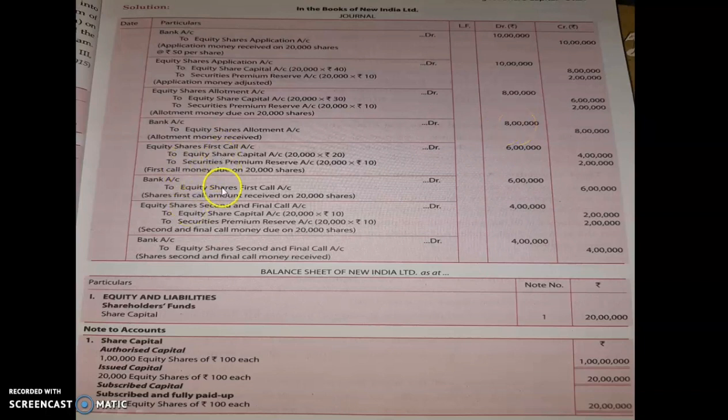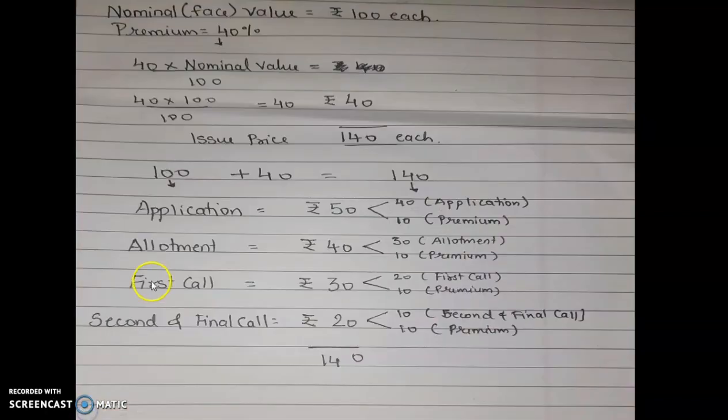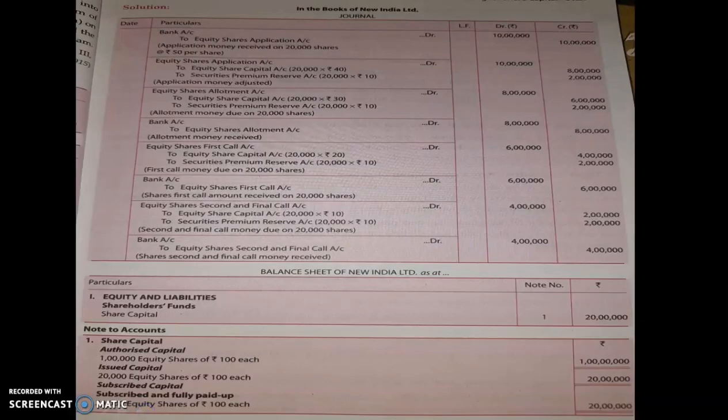Next, 2 entries related to first call. As you move here, you can see that of the first call of 30 rupees in total which you have collected, 20 rupees is first call amount and 10 rupees is premium amount. So passing this entry, you can write here equity share first call account debited to equity share capital account and to securities premium reserve account. 20,000 shares into 20 is your equity share capital, that will give you 4 lakh, and 20,000 into 10 is your premium amount, that will give you 2 lakh. Adding this together, you will get 6 lakhs.